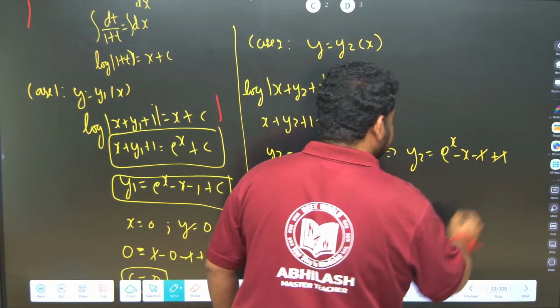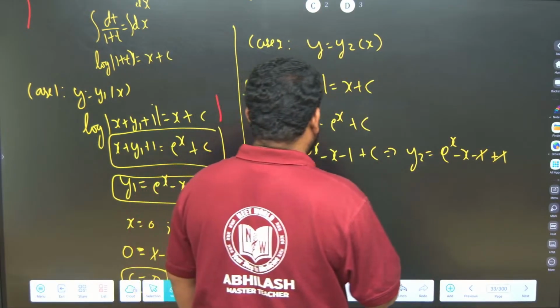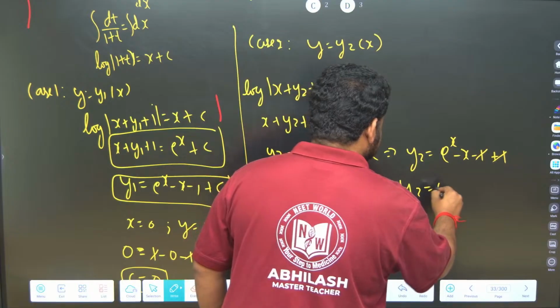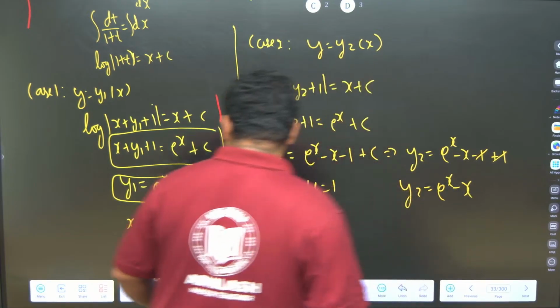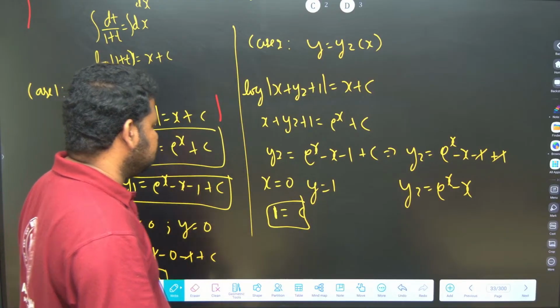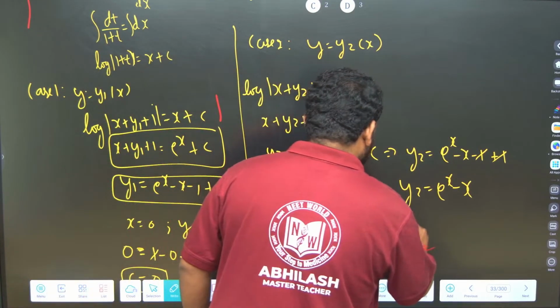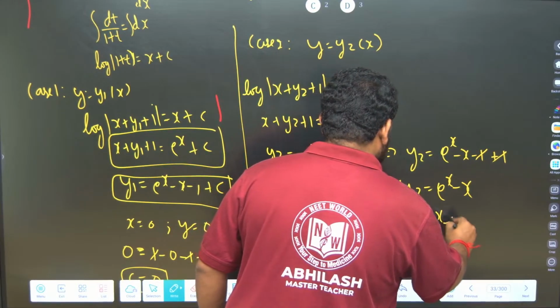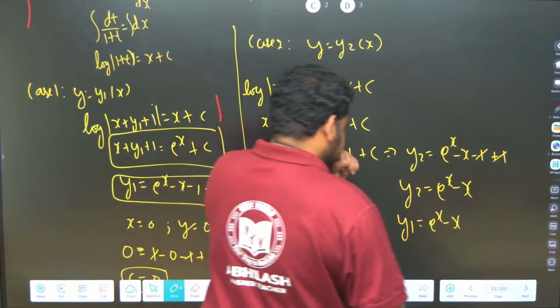So plus 1 minus 1 cancels, what will I have? e power x by 2 is equal to e power x minus 1. What do I have? y1. y1 is equal to e power x minus 1, minus x minus 1.